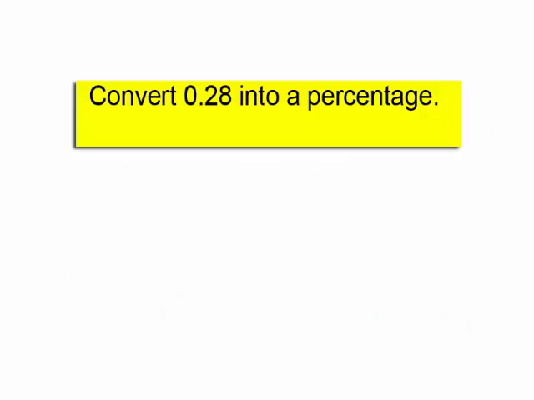In this example, we have been asked to convert the decimal 0.28 into a percentage. To convert a decimal into a percentage, we simply multiply the decimal by 100. And this gives us a value of 28%.